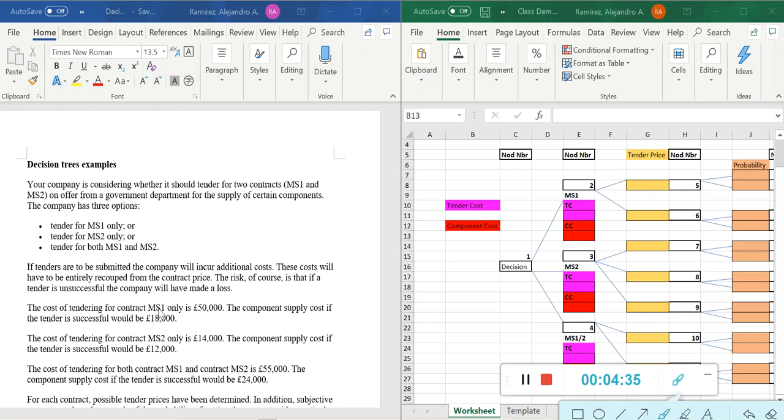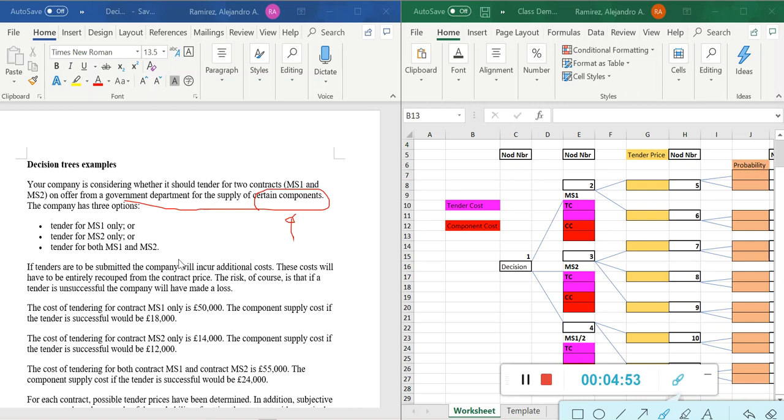Okay, so in this case, it says your company is considering whether it should tender for 2 contracts on offer from a government department for the supply of certain components. So this one is a certain component. So that means, if, for example, we were to be accepted for this one, we also have to pay for the components, so don't forget that.